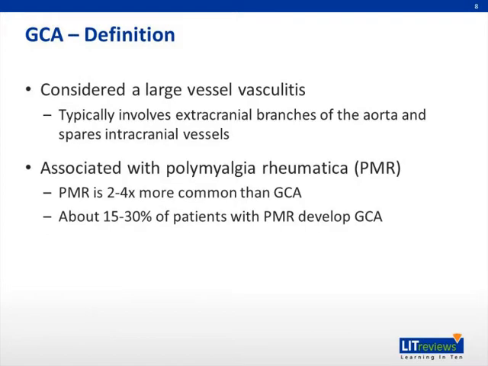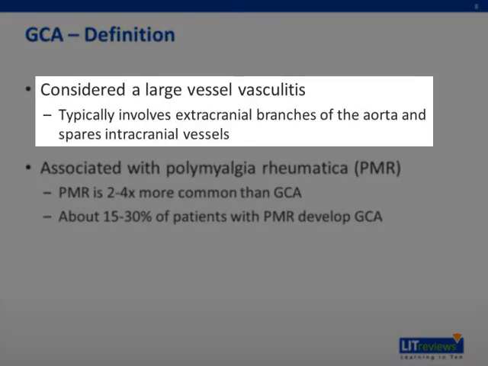How is GCA defined? It is considered a vasculitis, or inflammation of the blood vessels. More specifically, since we tend to group vasculitides together based on the size of vessels typically affected, GCA is considered a large vessel vasculitis. GCA typically involves the extracranial branches of the aorta, sparing the intracranial vessels. It can also involve the larger mesenteric branches of the descending and abdominal aorta.